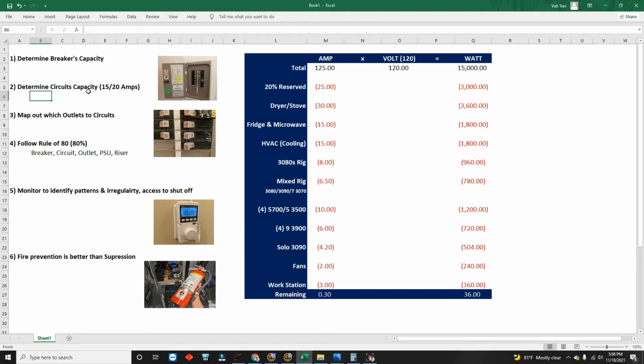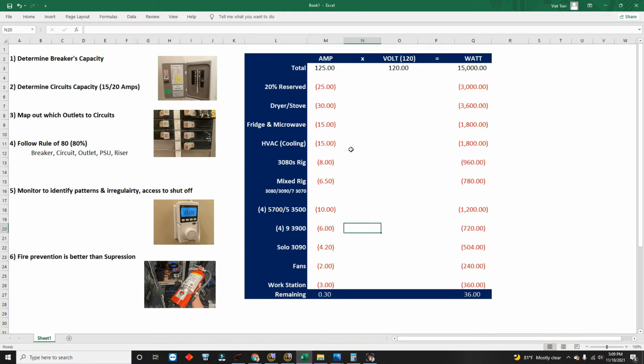Next, determine the circuit's capacity. You gotta determine where each of the circuits are, where it's mapped out to, what is being used. Remember the rule of 80, okay? Only use 80% of your breaker's capacity, only use 80% of each circuit's capacity, only use 80% of each outlet, right? Only use 80% of each PSU and 80% of what's feeding into risers. Don't expect 100%. That's dangerous.